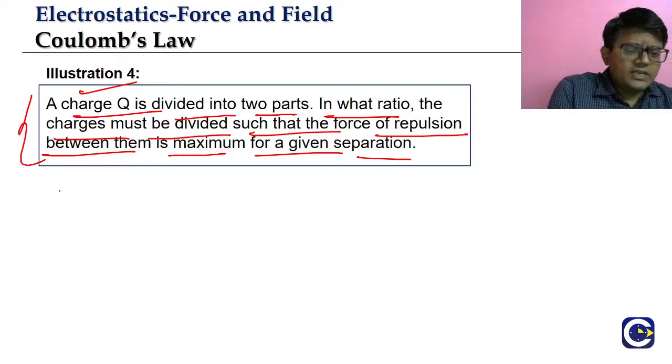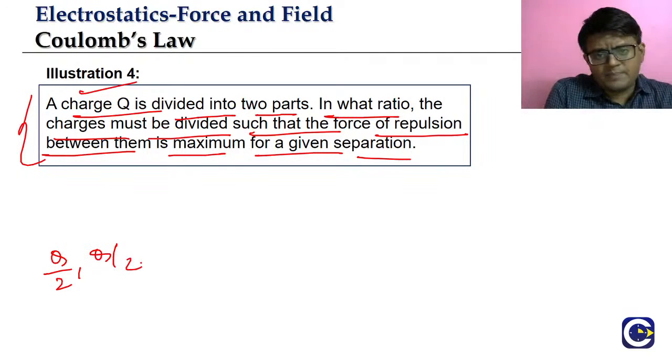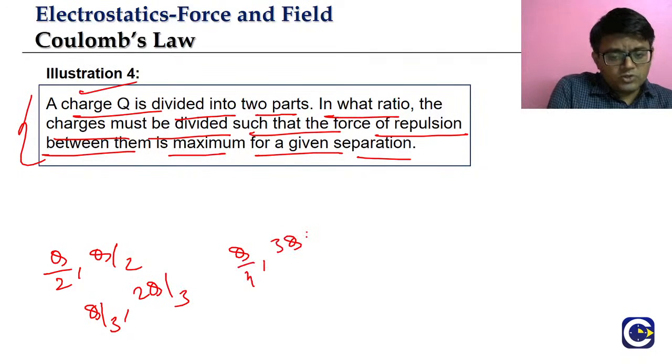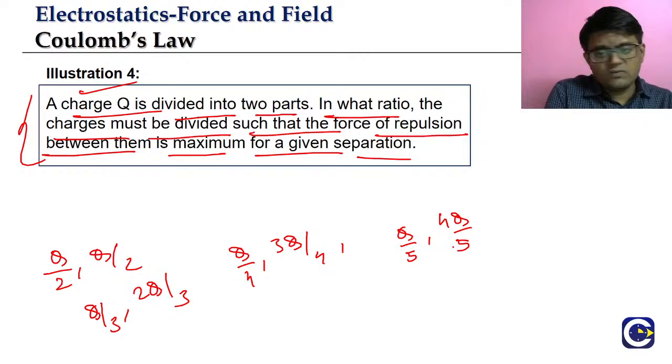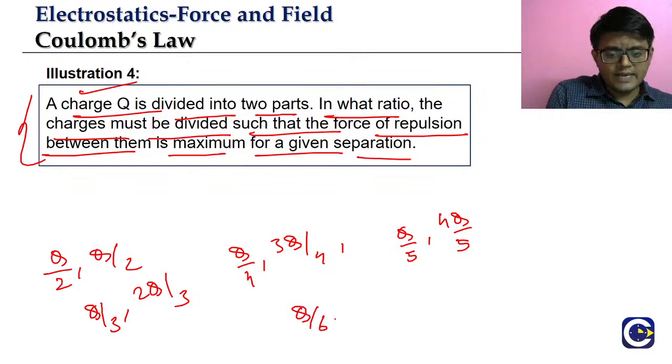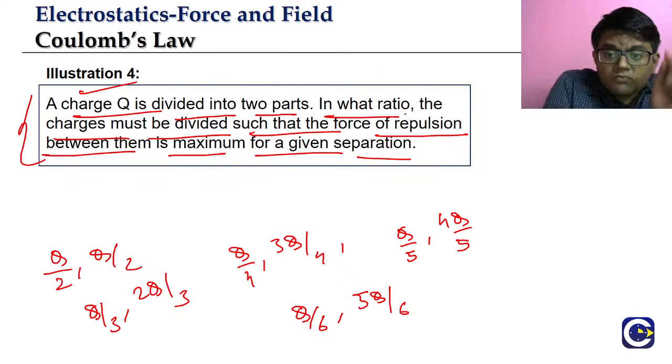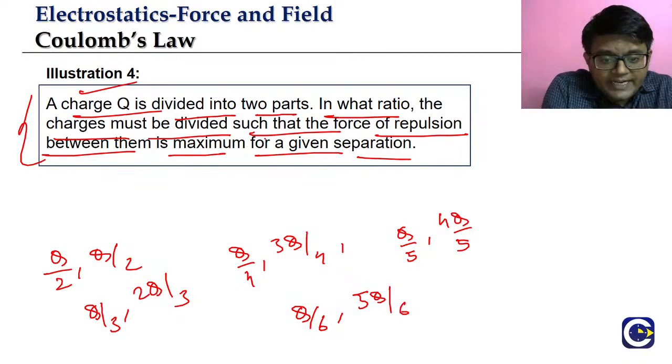If we divide into 2 parts, we can divide it like Q by 2 and half, or we can divide it like Q by 3 and 2Q by 3, or Q by 4 and 3Q by 4, or Q by 5. We can divide in many ways, Q by 6 and 5Q by 6. But what are they asking here? In what ratio the charges must be divided.